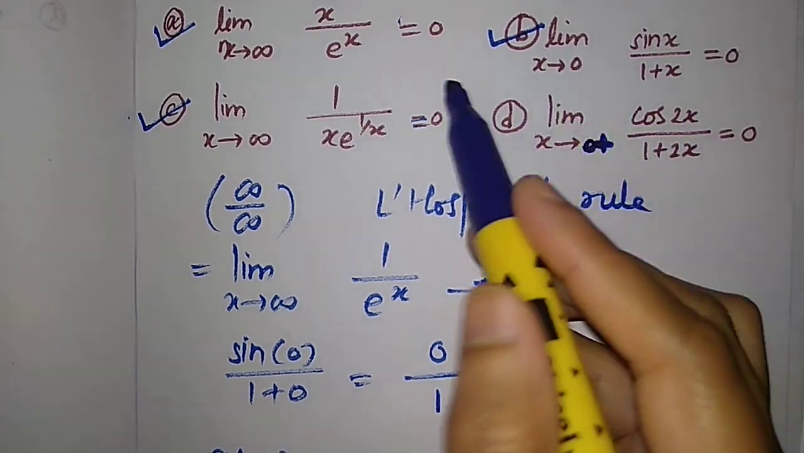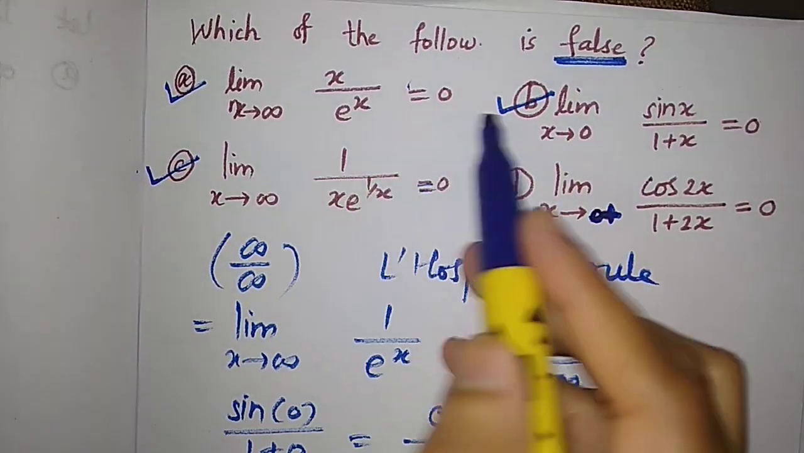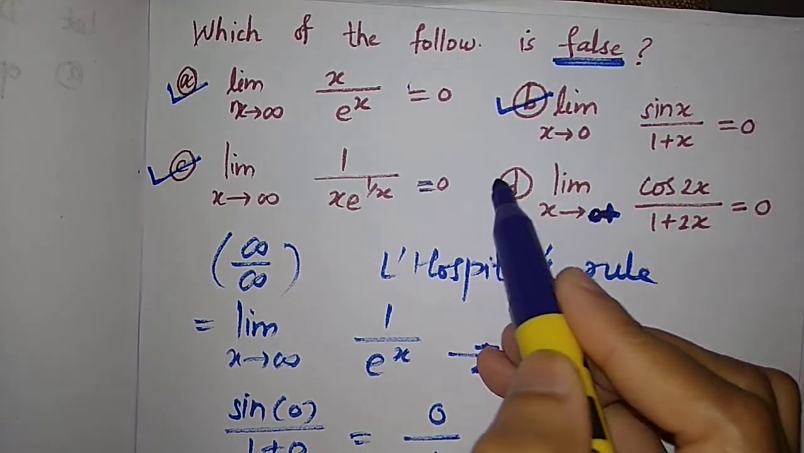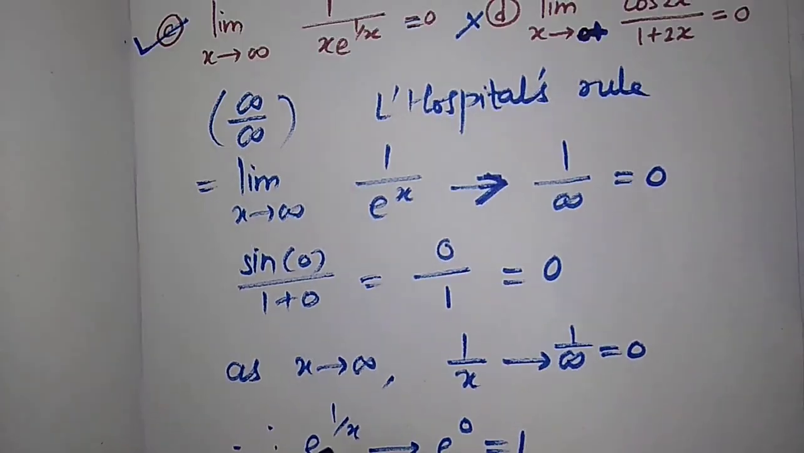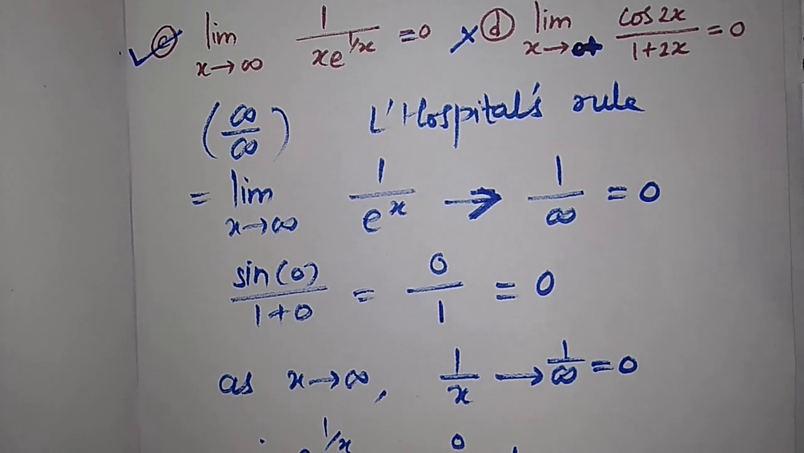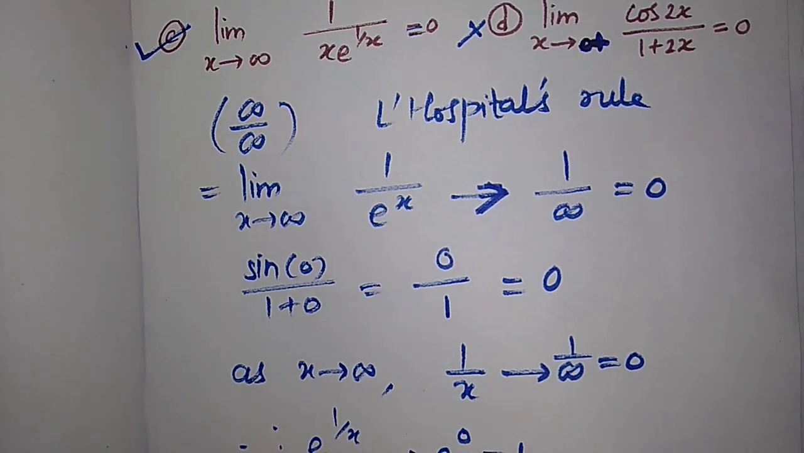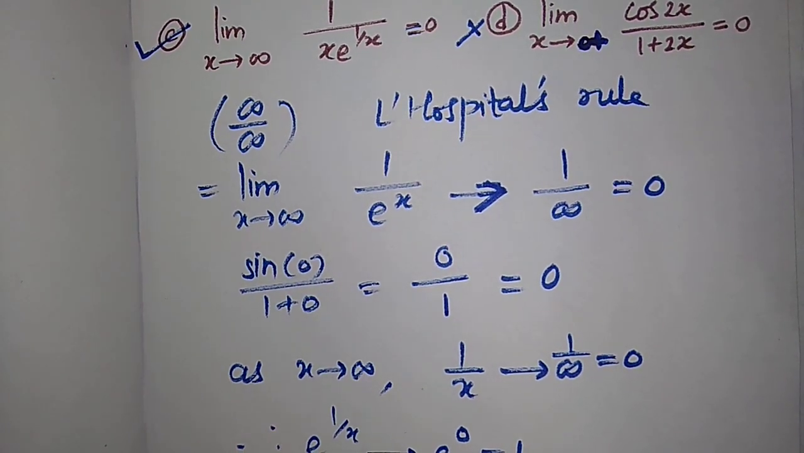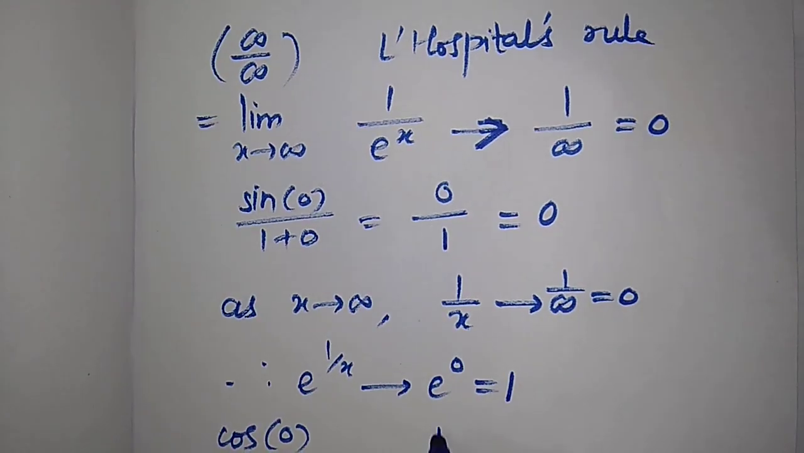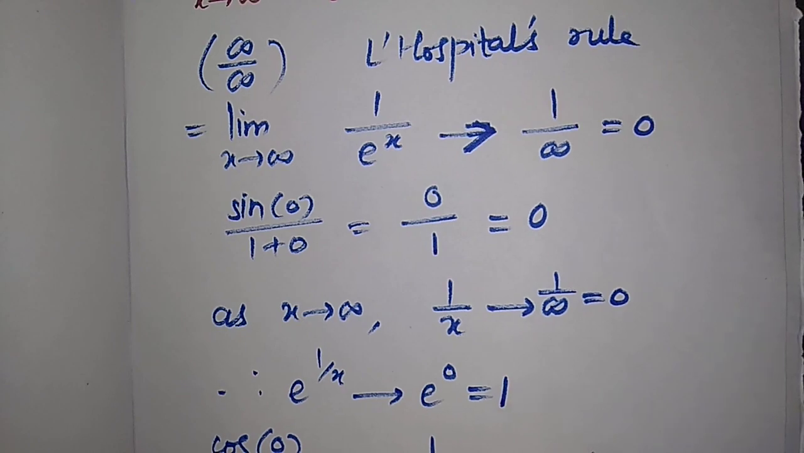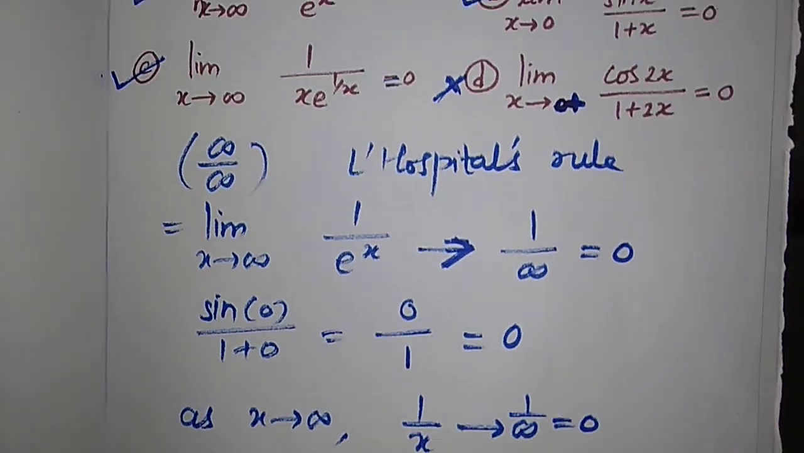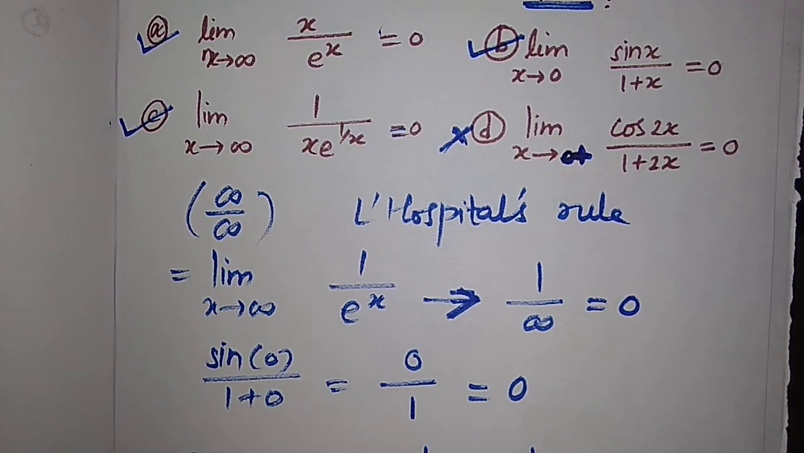And lastly, this must be false because at least one option must be correct. So this is the answer, but let us see. As x tends to 0 plus, cos 0 upon 1 plus 0. So cos 0 is 1, upon 1 plus 0 is 1, which is 1, but it is not equal to 0. So this is the wrong option. Hence this is the answer.